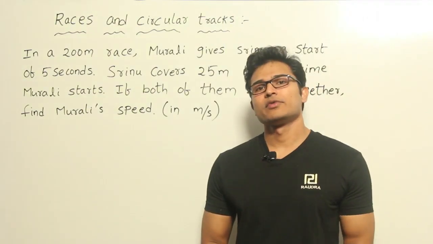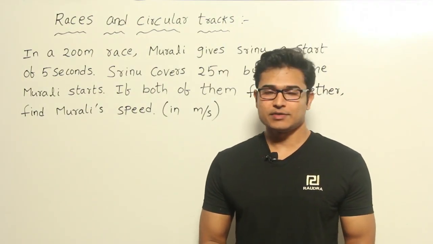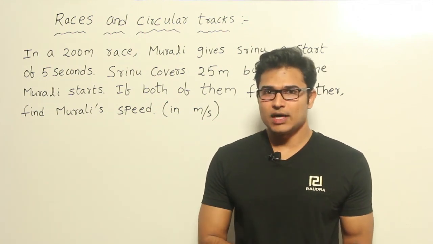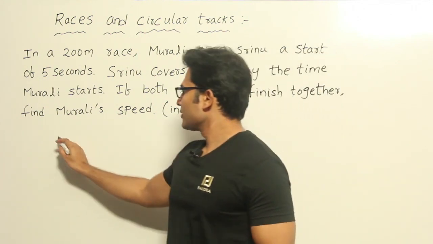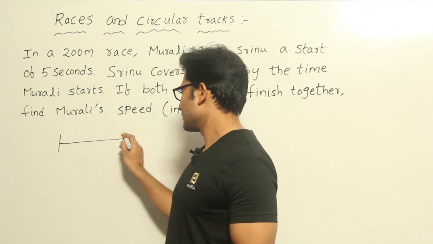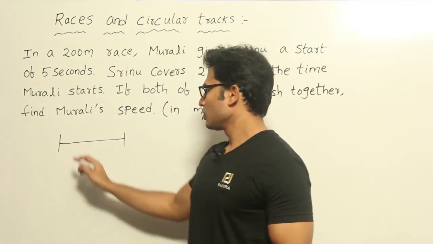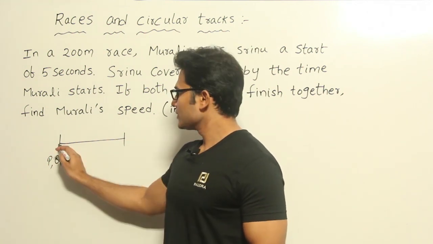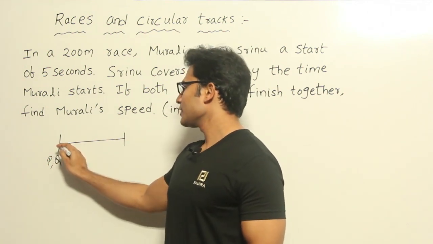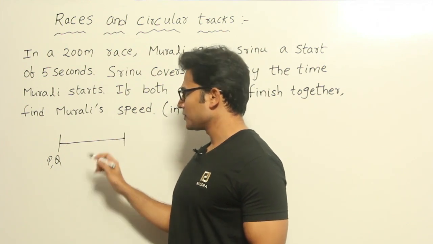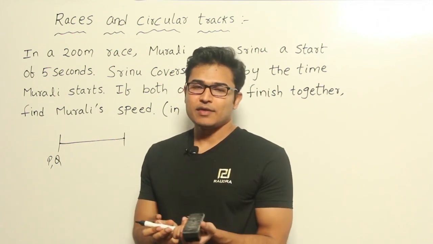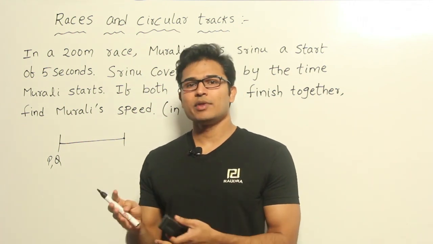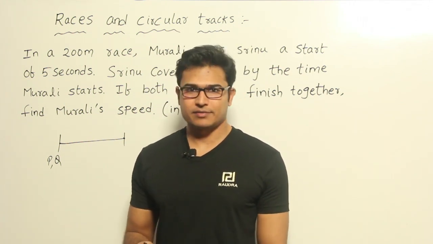Now let's see some models of questions on races and circular tracks. Coming to the races, the kind of questions they will ask is, they'll say that two people, let's say P and Q, are running in a race and both are starting at the same point. Then they will say that someone has finished the race in this time and the other one has lagged him by 5 seconds or so. Then they will ask you, by how many meters did one person beat the other?